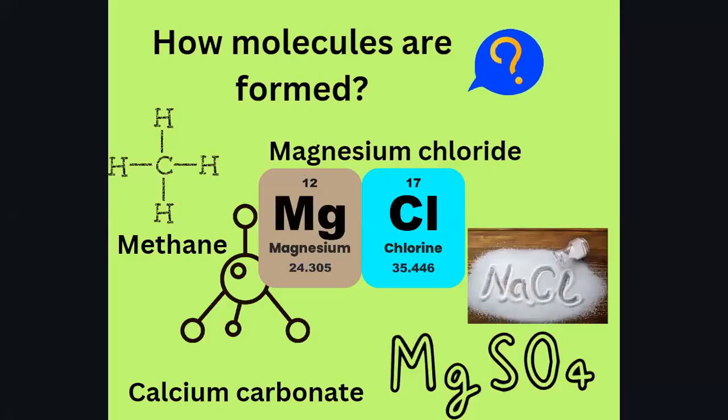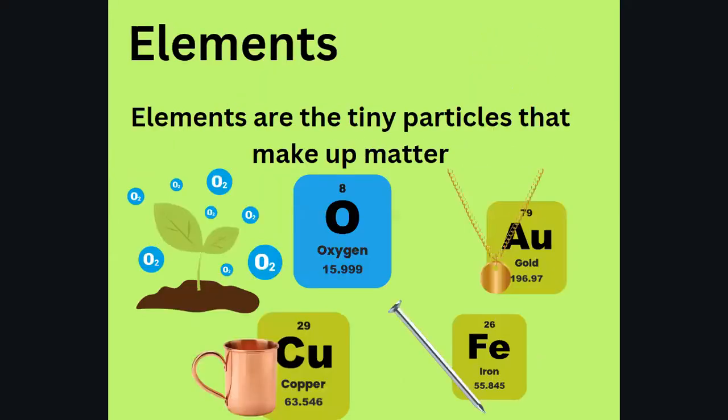Right here, I have several different types of chemical compounds. For example, magnesium chloride, magnesium sulfate, sodium chloride, calcium carbonate, etc. So how are they formed? Let's discuss. You all have understood somehow that there are simplest substances present all around in our environment, right? That we call elements. What are elements basically?